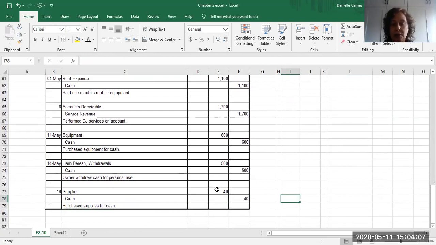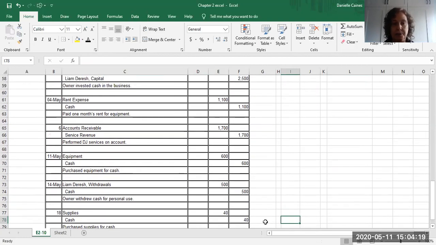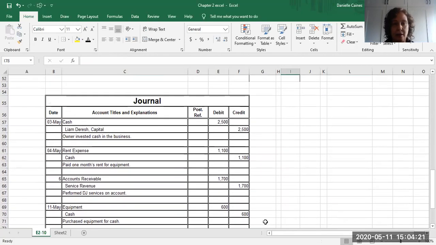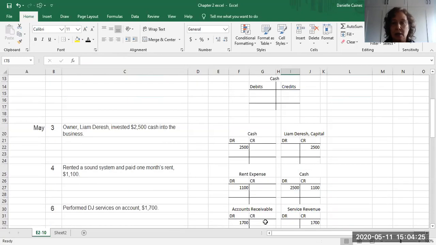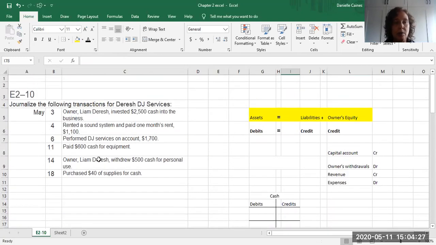So always remember, in a journal entry, you have your date, you have your debit account always comes first, your debit amount, your credit account is indented just a couple of spaces, you put your credit, and then you put an explanation, you skip a line, and then you go on. So that concludes problem E2-10 in chapter 2.